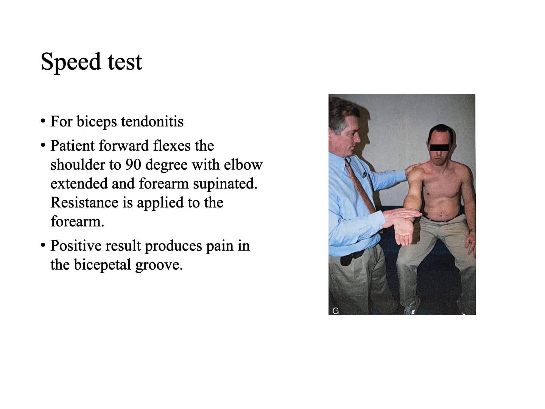Speed test. This is for biceps tendonitis. Patient forward flexes the shoulder to 90 degrees with elbow extended and forearm supinated. Resistance is applied to the forearm. Positive result produces pain in the bicipital groove.